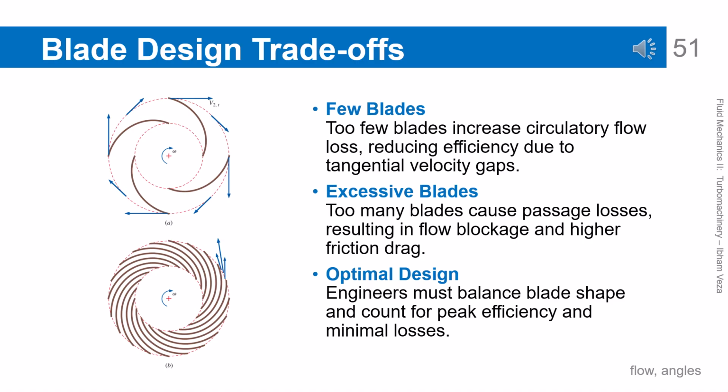Blade design trade-offs. Too few blades increase circulatory flow losses and reduce efficiency. On the other hand, too many blades cause passage blockage and higher friction losses. A good design must balance these two effects. The main goal is to maximize energy transfer with minimum losses. Therefore, the choice of blade number cannot be arbitrary.